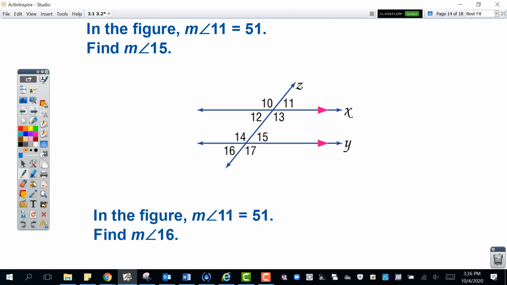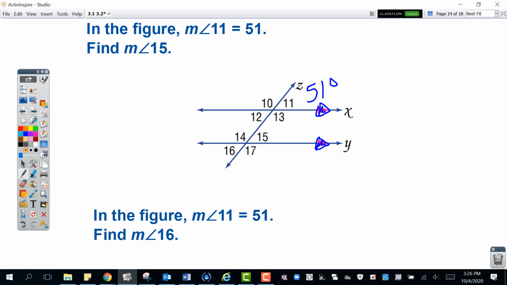All right, cool. So in this figure, they tell us that the measure of angle 11 is 51 degrees. So again, we always want to label what you have here. I'm going to give you just a second to draw out this set of angles. So you got 10, 11, 12, 13, 14, 15, 16, and 17. Again, we have 8 angles. By the way, we know that line X and line Y are parallel because of these little arrows here. So if you ever see filled in arrows like this, that means that those two lines are parallel.